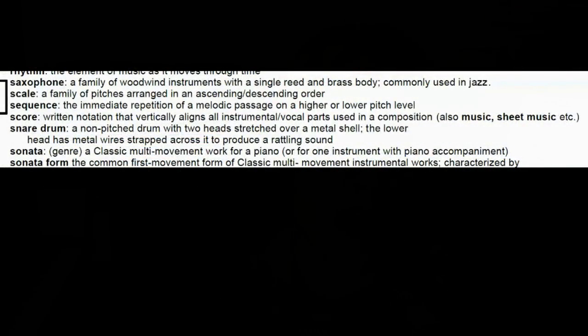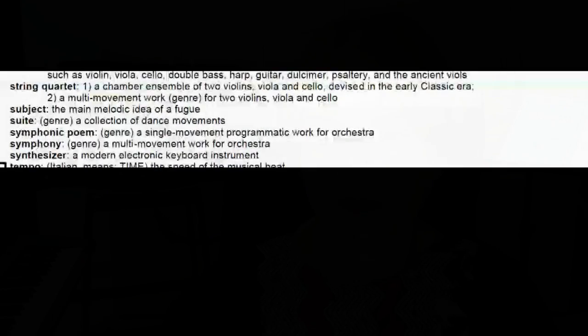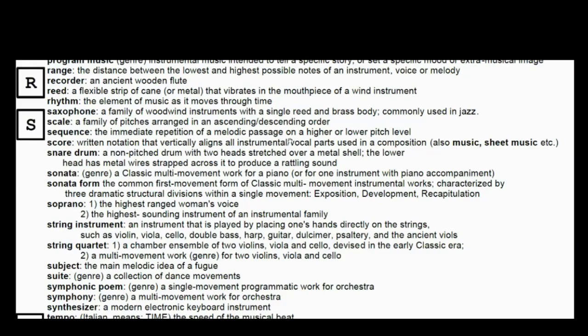Sonata is a genre, a classic multi-movement work for a piano or for one instrument with piano accompaniment. Connected with which period? The classical era. Especially the sonata form, the common first movement form of classic multi-movement instrumental works, characterized by three dramatic structural divisions within a single movement, which are exposition, development, and recapitulation.